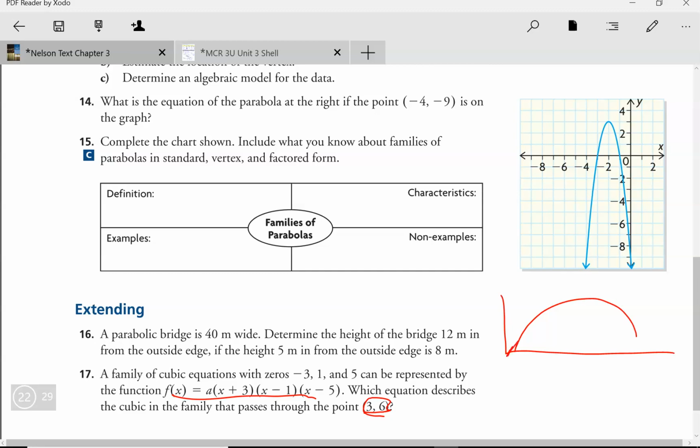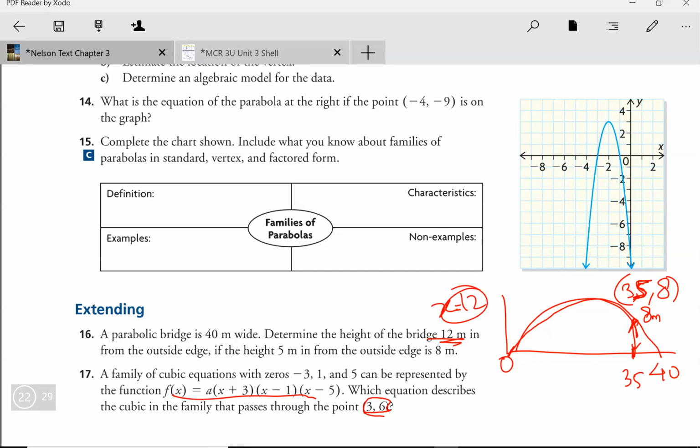Parabola. Oops, it's not at 0, but we're going to say that's 0. This is 40. Determine the height of the bridge 5 meters in from the outside edge. So at 35, the height is 8. So you have a point here that's 35, 8. You can use that point to find the exact equation of the parabola, and you want to find the height that's 12 meters in. So once you find the equation, you just sub in x equals 12, and then lo and behold, you have the height. Not that hard.